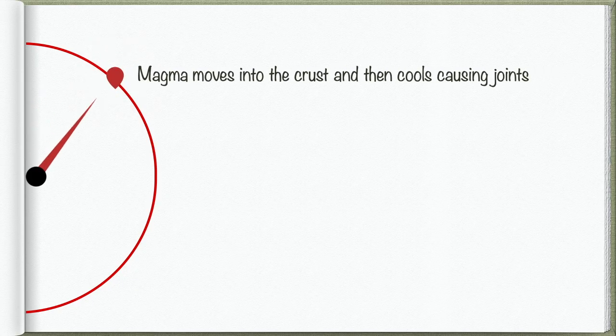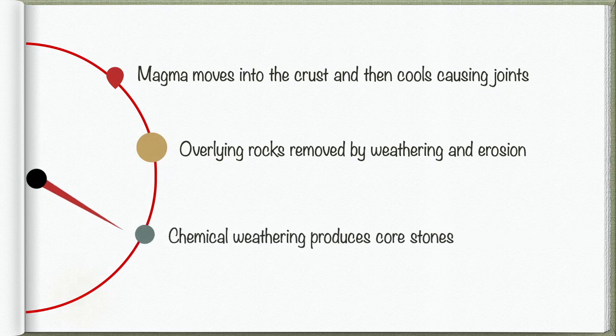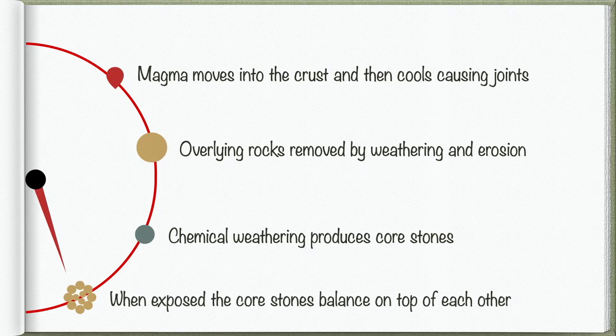So let us look at now the process and formation of the tor as a timeline. So first of all, what we get is magma coming into the Earth's crust, cooling and then shrinking. And then what happens, the overlying country rock being removed, unloading, and then what does it do to the batholith? Chemical weathering occurs, we get the core stones forming, and then eventually when it's exposed, those core stones then balance on top of each other to create the feature as a tor, and so there we get the full formation of the tor.